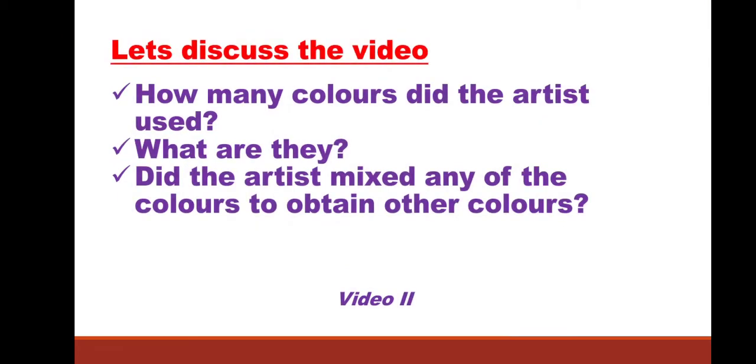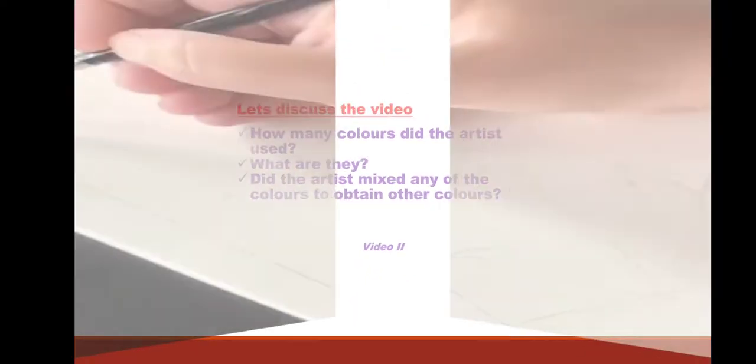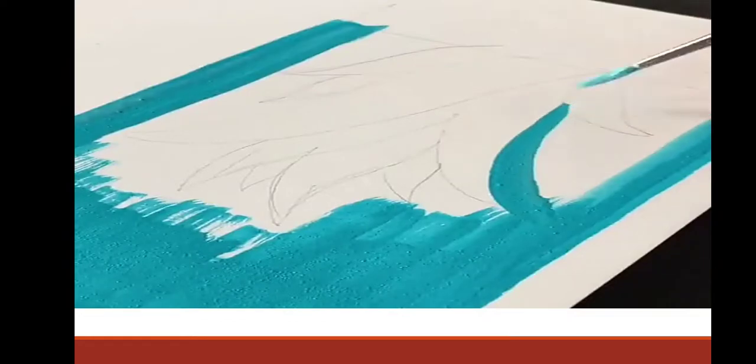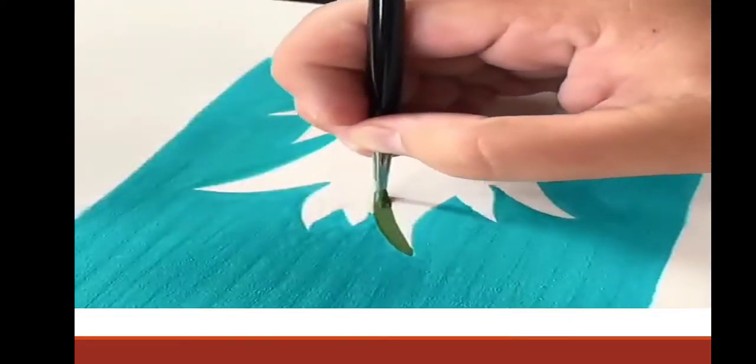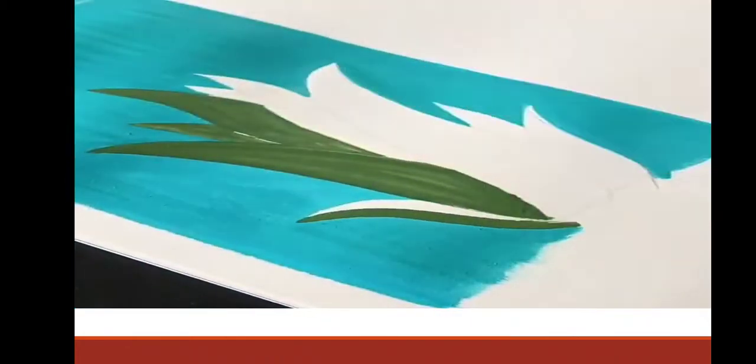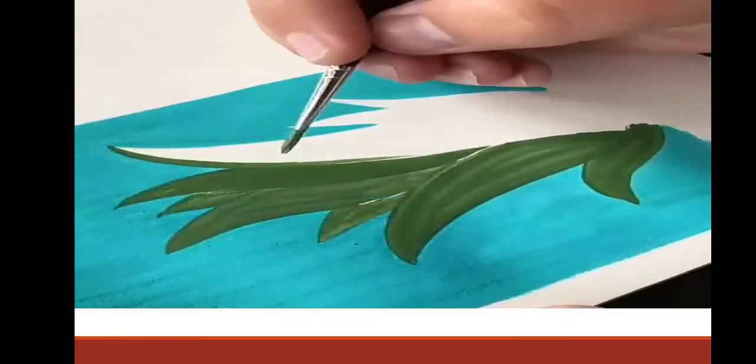The next question, did the artist use or mix any other colors to obtain others? Yes, the artist did this by mixing some colors to obtain other kinds of colors. So the final one, let's observe the video again and see if indeed the artist mixed some colors or not.